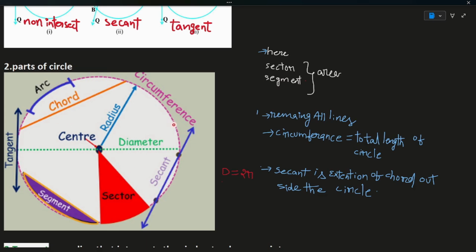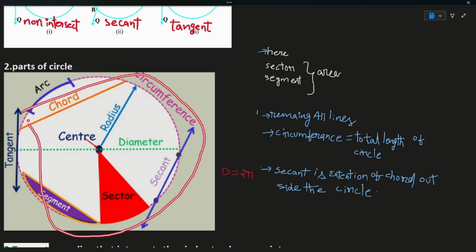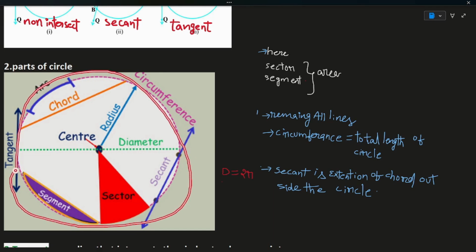What is circumference? Simply, the circumference is the total length of the circle. For example, see here, this is the circle I am imagining. The total length of the circle, I can call it the circumference. If the entire round of the circle is measured as 20 centimeters, then the circumference is 20 centimeters. If the entire length of the circle is 40 centimeters, then the circumference is 40 centimeters.